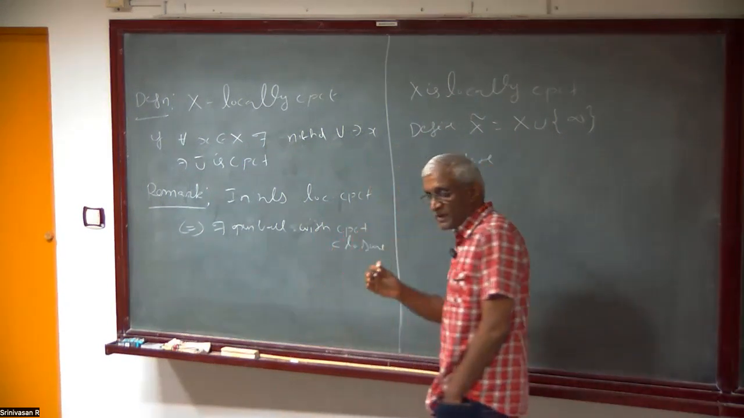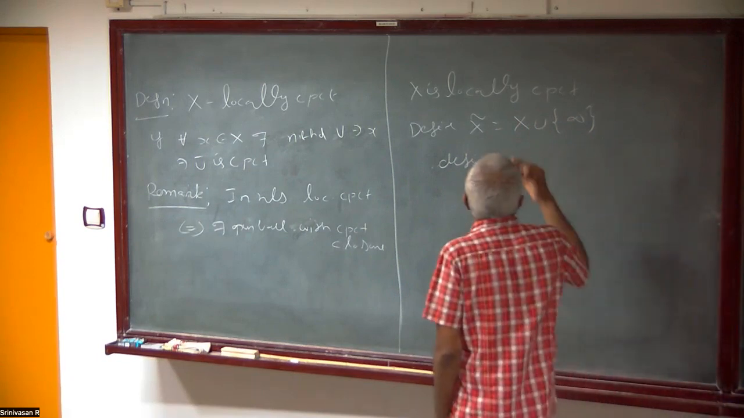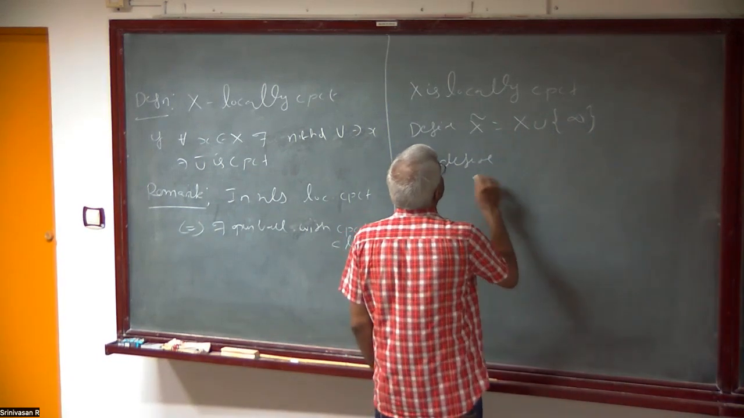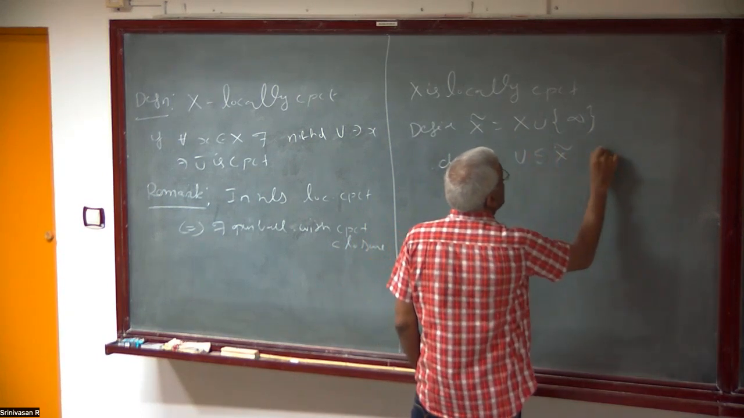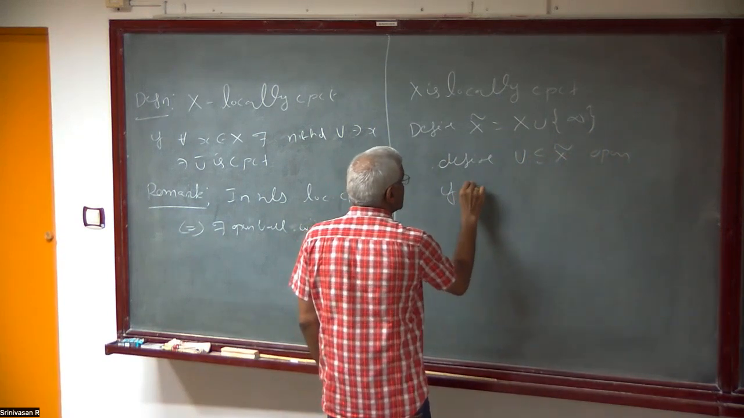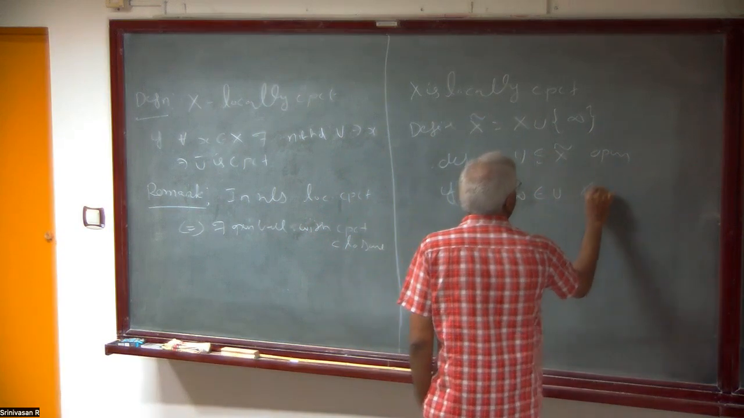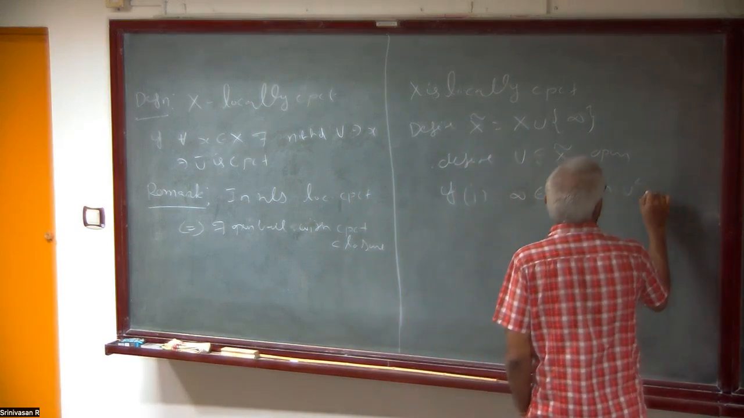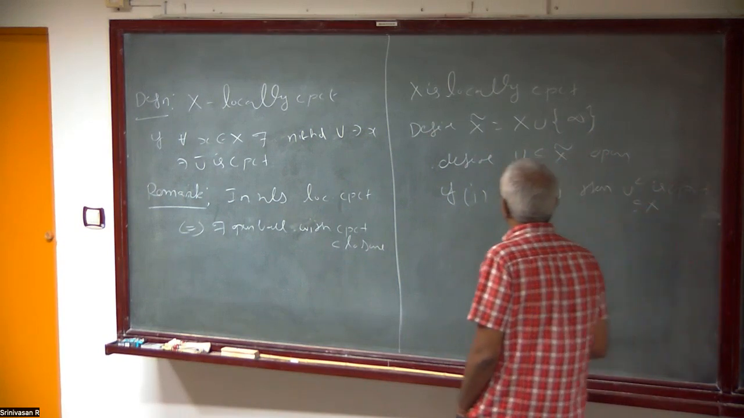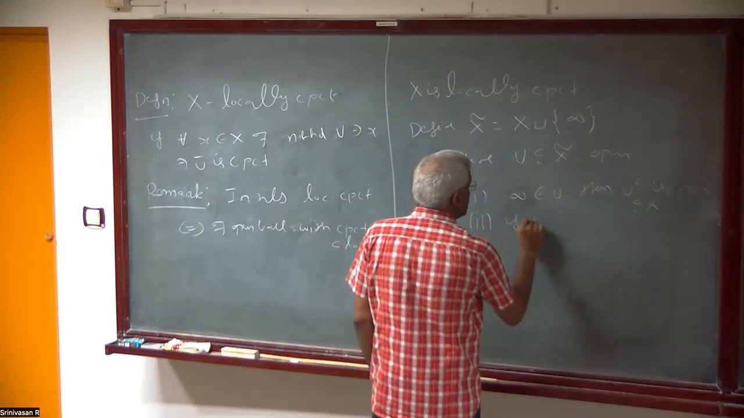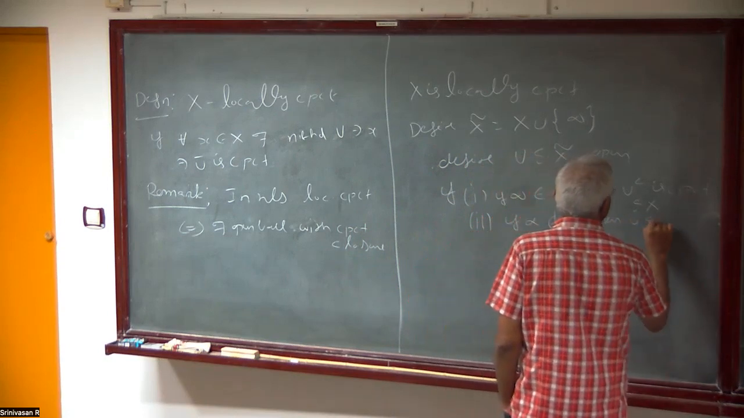We have already defined what a topology is. You can assume X is a metric space here, but this works for a general topological space. You can define U contained in X tilde to be open in two cases. If infinity is in U, then U complement is compact, and this is contained in X. If infinity is not in U, then U contained in X is open.